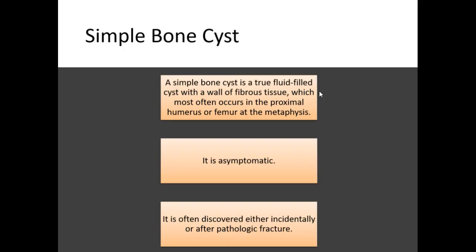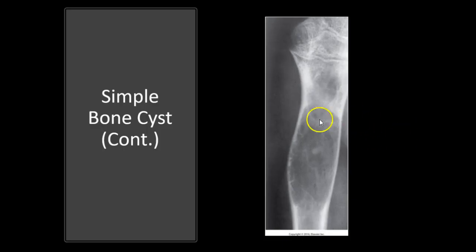Osteoma. Simple bone cyst is a true fluid-filled cyst with a wall of fibrous tissue, which most often occurs in the proximal humerus and femur at the metaphysis. It is asymptomatic and is often discovered either incidentally or after a pathological fracture. So here you go, simple bone cyst. You can see how it's thinned, and they could break that pretty easily.